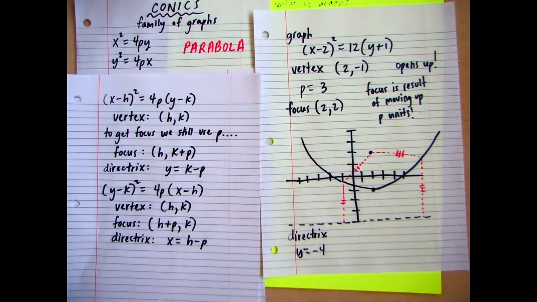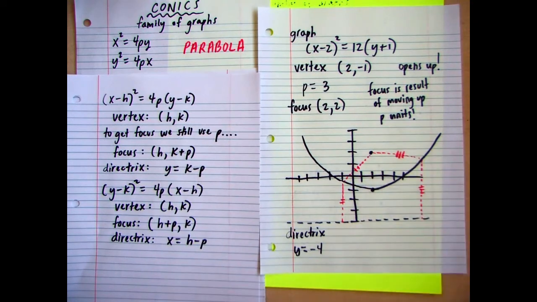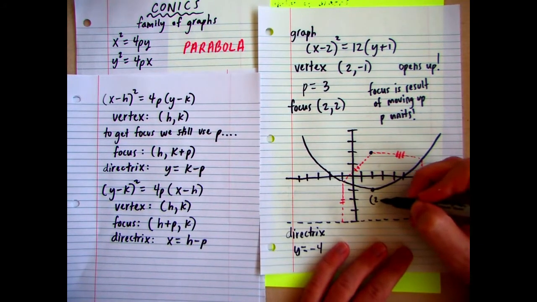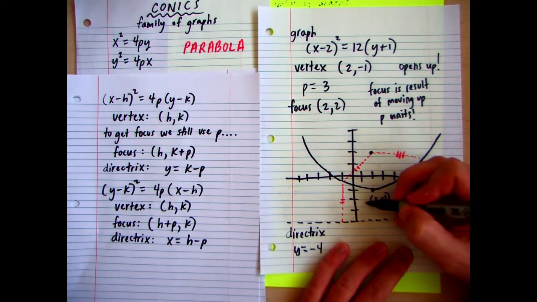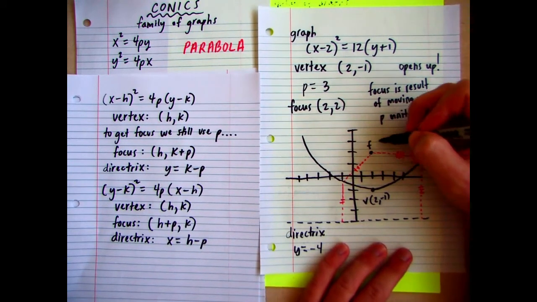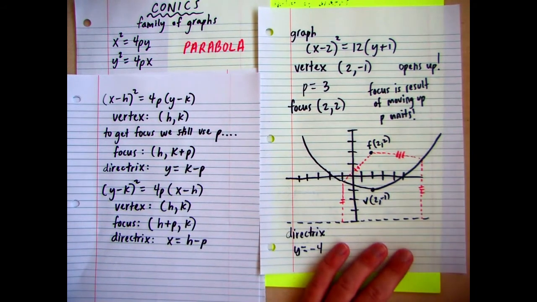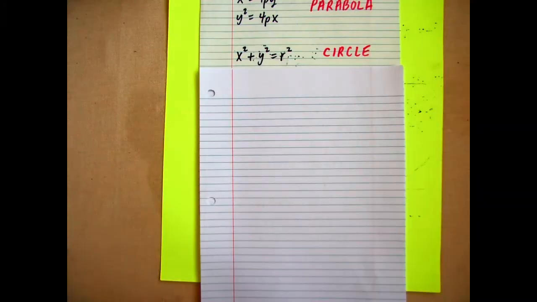Alright, so we've graphed parabolas before when the vertex was located at 0, 0. We did it before. There's no difference here. It's just that it's a little bit trickier when the vertex is located somewhere else. Alright, so there's my finished parabola.